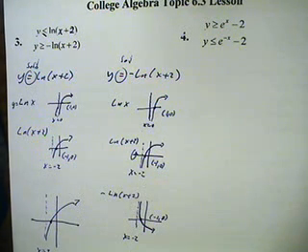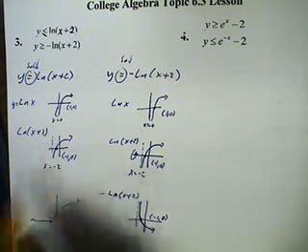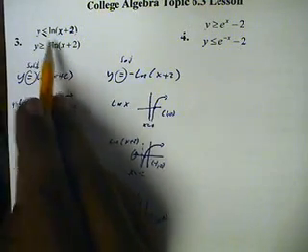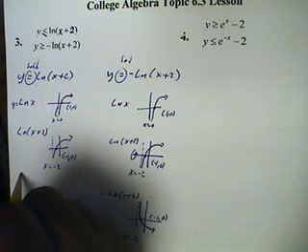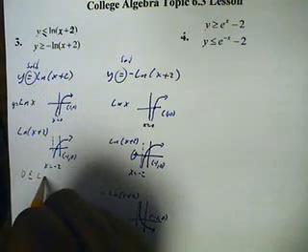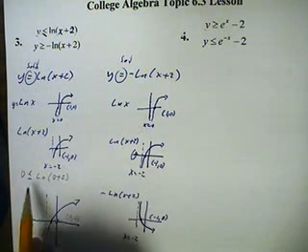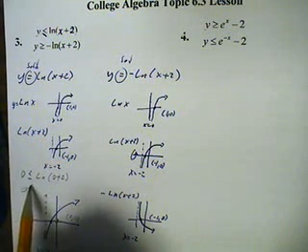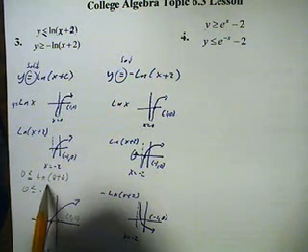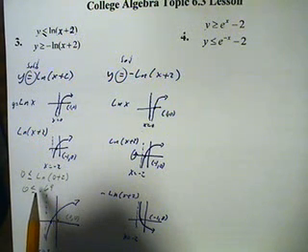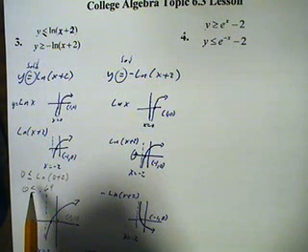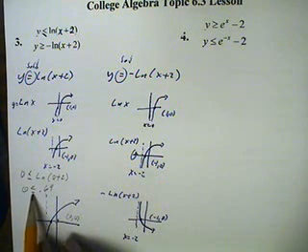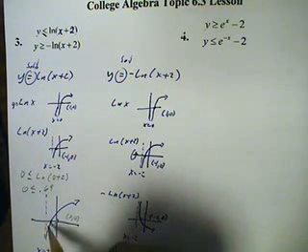I need to test a side or a point that's not on this graph, so I'm going to use 0, 0. If I put 0 into the original function here, we'll get 0 less than or equal to natural log of 0 plus 2. Well, 0 plus 2 is 2, and the natural log of 2 is a decimal, I think about 0.69, if I'm correct. And 0 being less than 0.69 is true, so all that gets shaded.